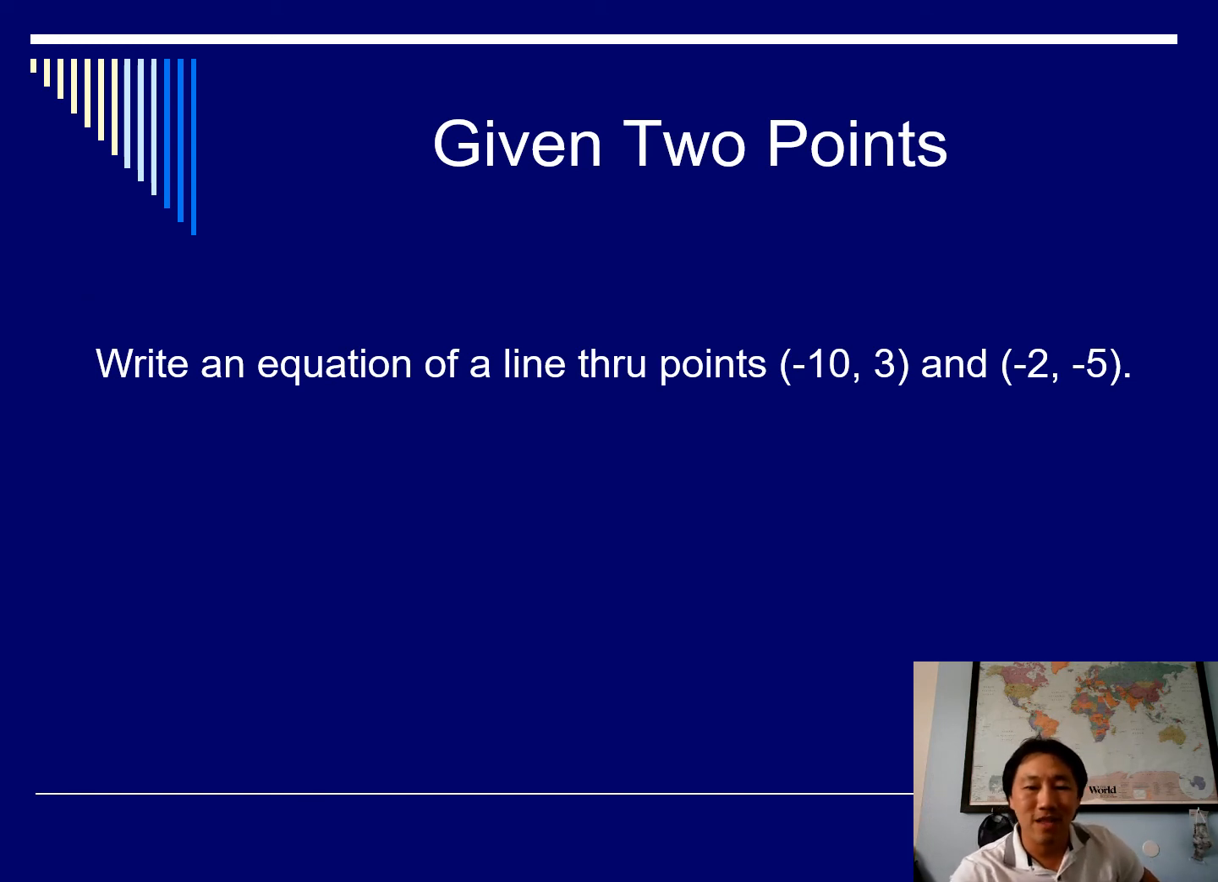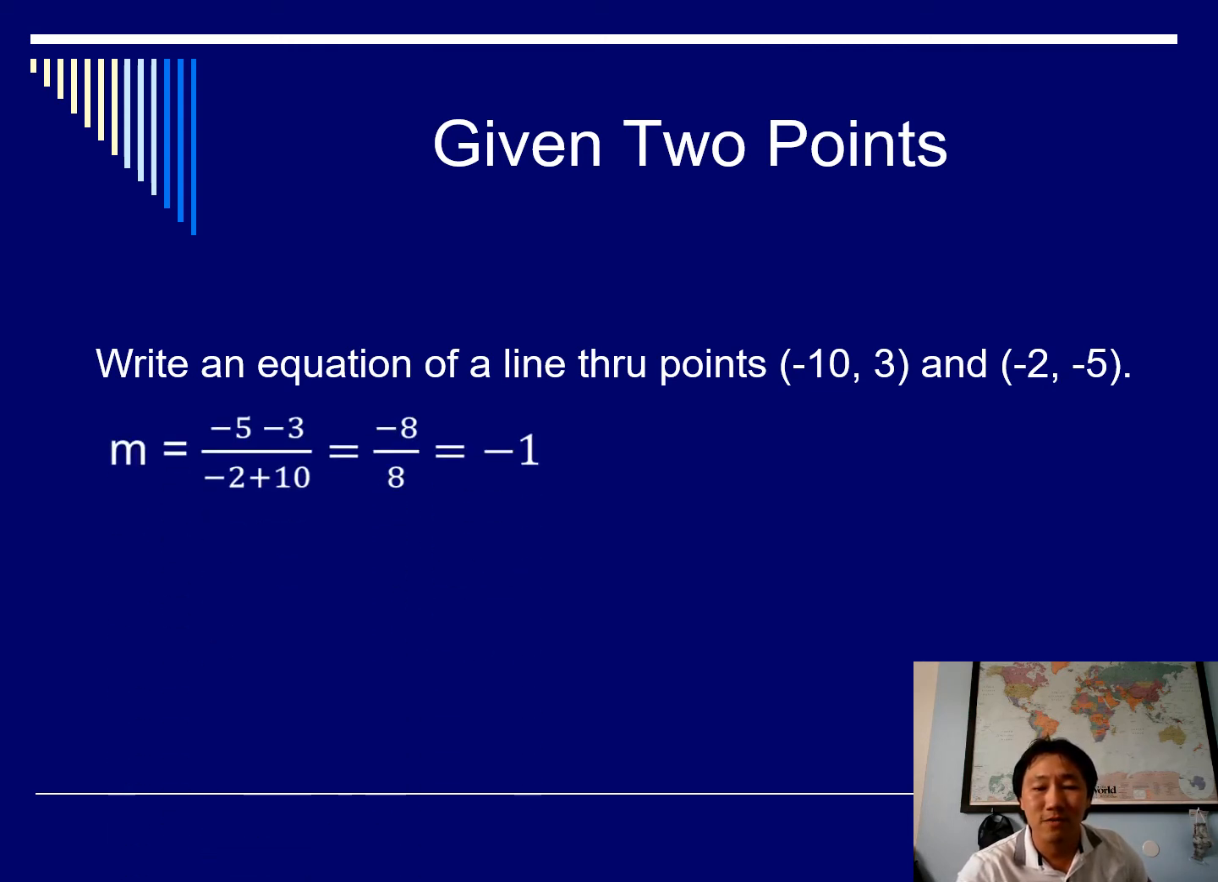Write an equation of a line through those 2 points, -10, 3 and -2, -5. So the first thing you should notice is that there is no slope. And that's kind of important for writing equations of lines. Okay, so let's go ahead and find the slope using the formula.